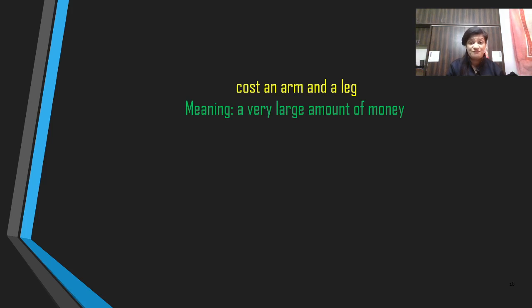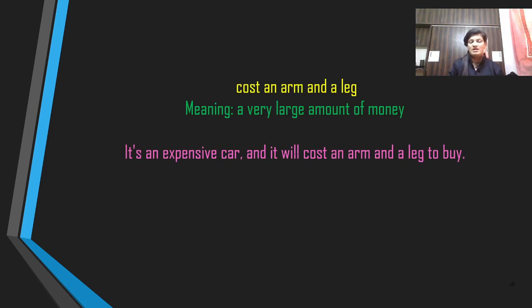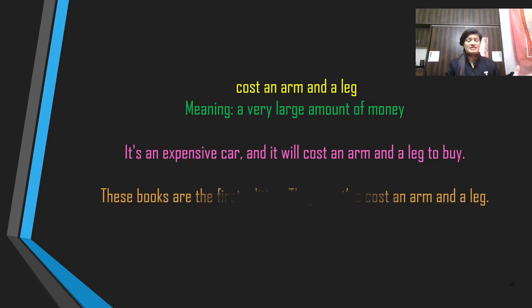Next one is cost an arm and a leg, which means a very large amount of money, or expensive. How can we use it in a sentence? It's like this. It's an expensive car. It will cost an arm and a leg to buy. So obviously, I'm not going to buy that. I'm going to look for a cheaper one.